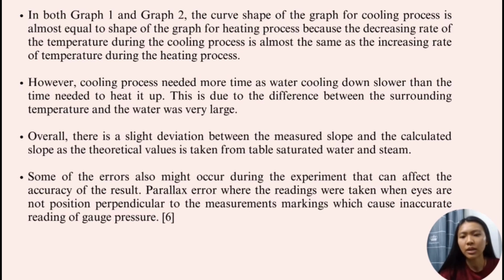Overall, there is a slight deviation between the measured slope and the calculated slope as the theoretical value is taken from the table of saturated water and steam. Some errors might also occur during the experiment that can affect the accuracy of the result. Parallax error, where the readings were taken when eyes are not positioned perpendicular to the measurement marking, causes inaccurate reading of gas pressure.